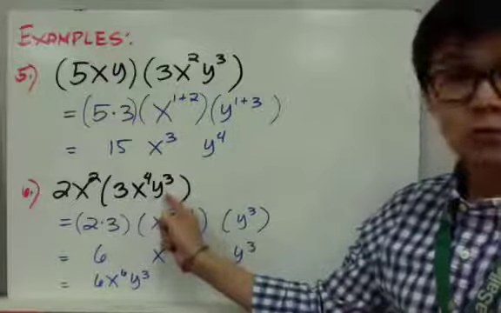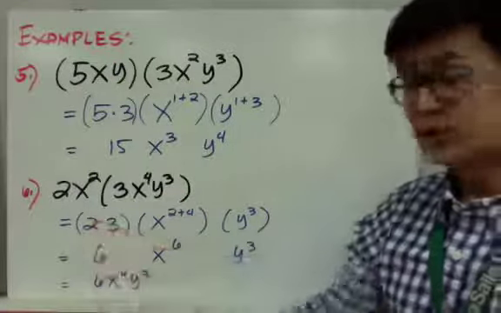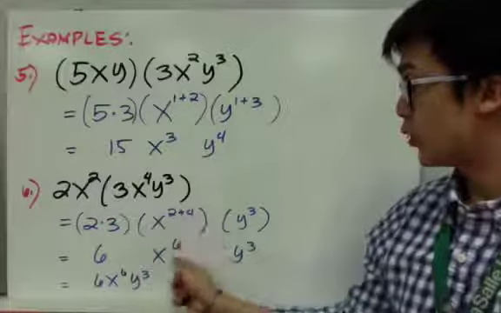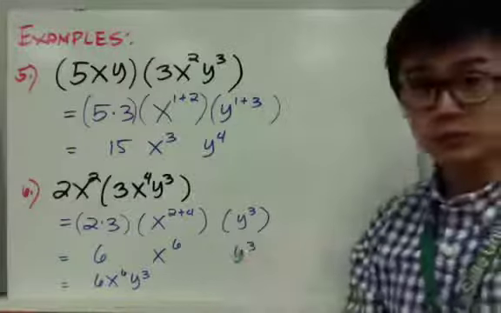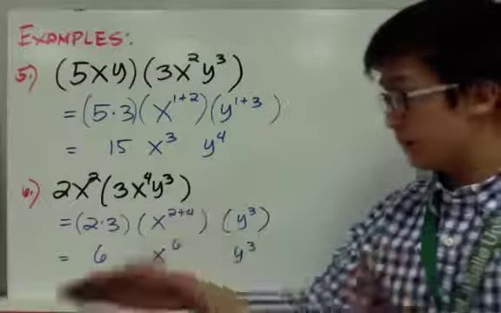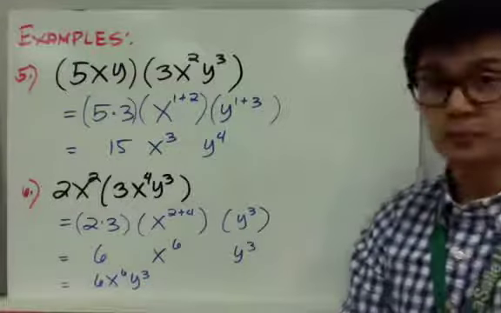At yung y, since yung y nag-iisa lang, kokopyahin ko lang si y. So, you have 2 times 3, which is 6. x raised to 2 plus 4, which is x raised to 6. And y raised to 3 is y cubed. And para mas simplify nyo, kung gusto nyo, idikit-dikit nyo lang. 6x to the 6 y cubed.